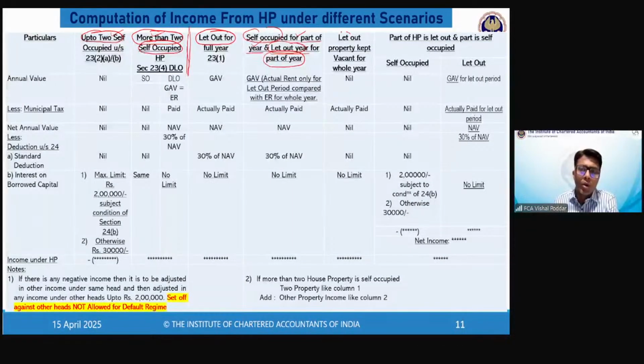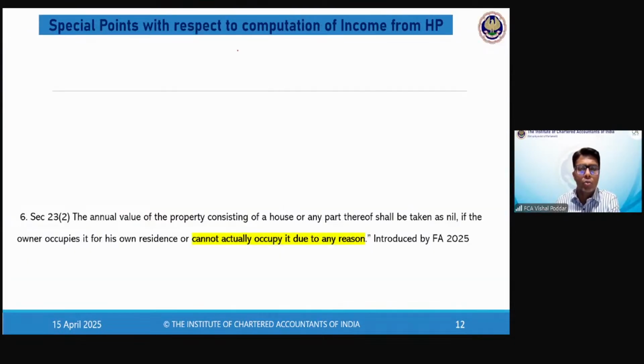Next, your property is let out, but it remained vacant for the whole year because you could not get any tenant. Next, your property is part let out, part self-occupied. So part of the property is let out, part is self-occupied. The best example is paying guest. So understand this. These are the different case scenarios dealing with the property. I'll just show you if I have to put it graphically.